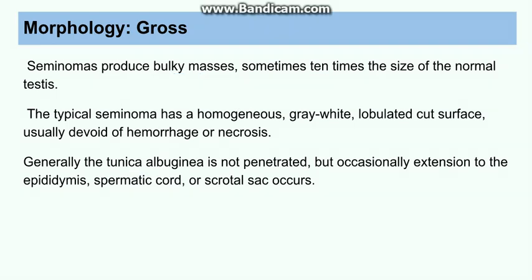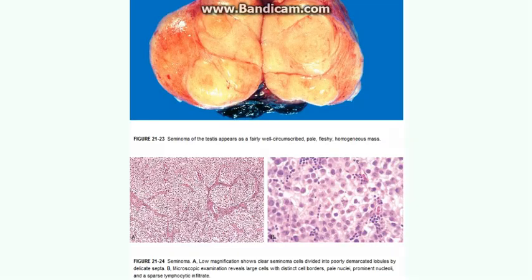Now in this picture we can see the seminoma. The tumor is quite homogeneous. There is no hemorrhage or necrosis. It is lobulated. We can see lobules are present. It's a homogeneous, well circumscribed mass.